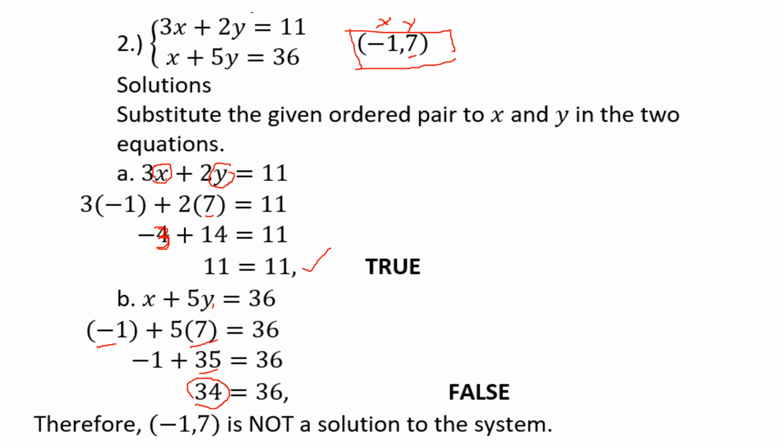Since hindi man equal ang 34 kag ang 36. So, therefore, negative 1, 7 is not a solution to the system. So, kung hindi gani ma-satisfies ang given, tanibalang solution set. Kung hindi ma-satisfies ang duwa ka equation, therefore, hindi ni sa solution set sang two equations.